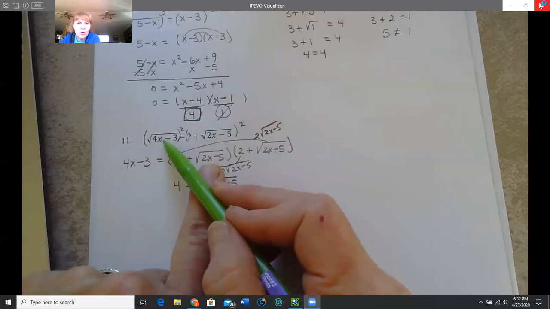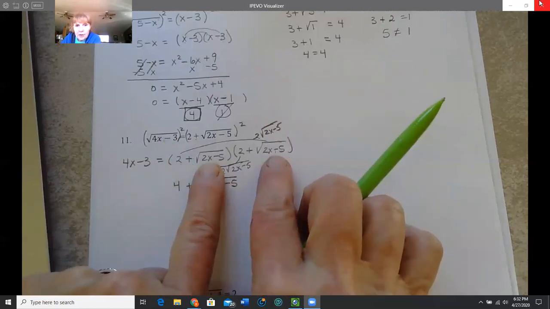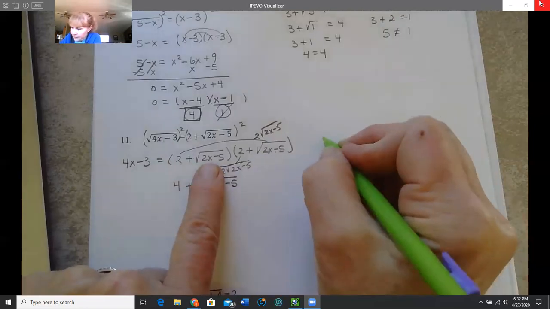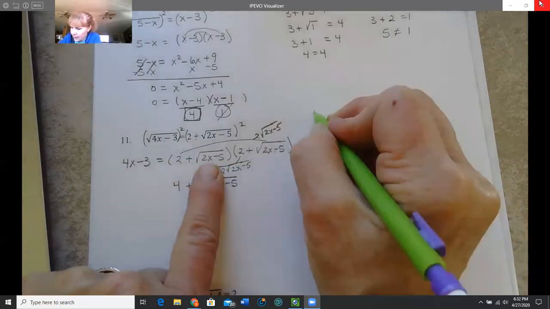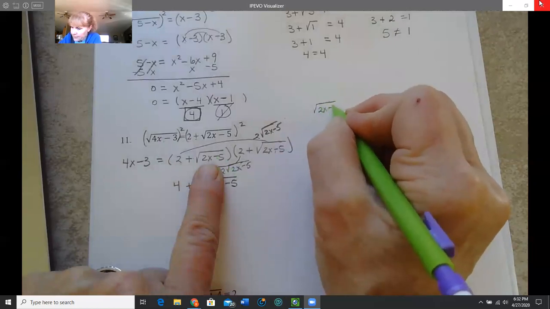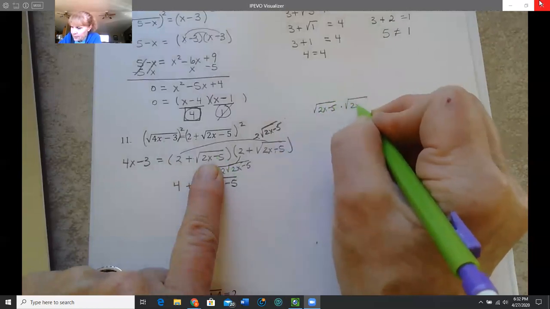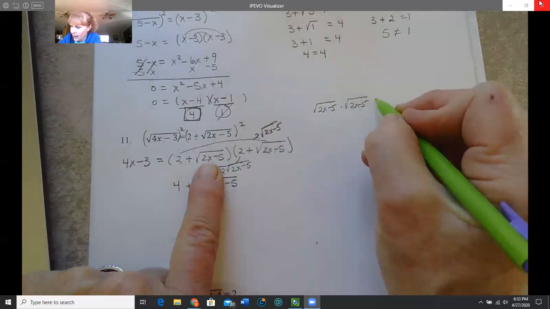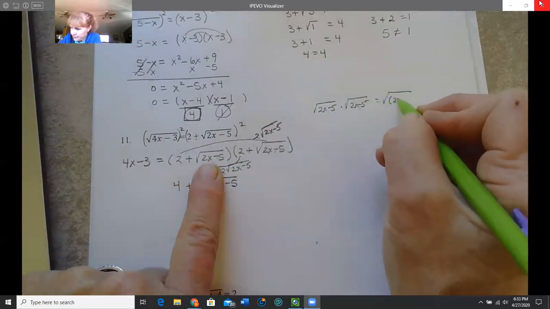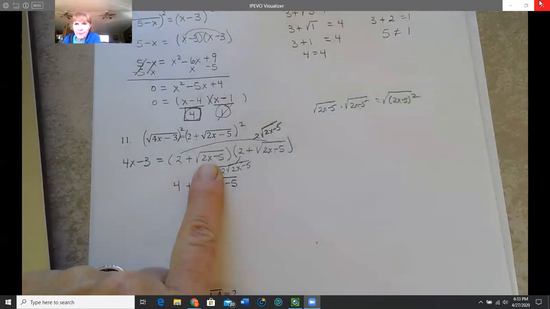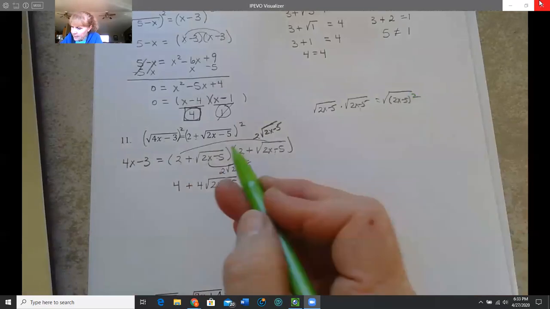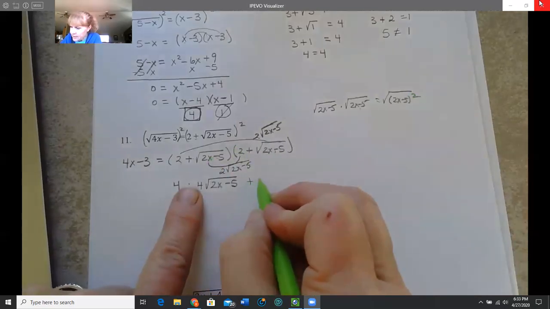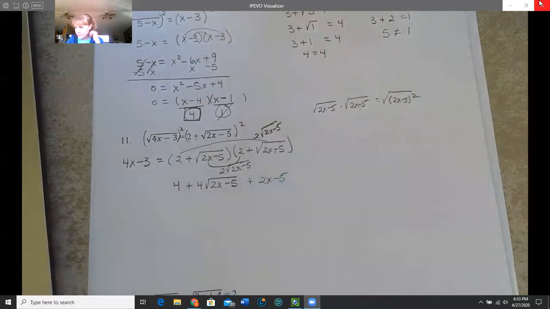You're squaring it. You'll have 2 of these inside. When you take the square root of 2x minus 5 times the square root of 2x minus 5, you end up with 2 of the 2x minus 5s in the radical. And when you have 2 of something, it comes out. So the last times the last is going to be plus 2x minus 5. Wow, there's some algebra involved there and working with radicals.